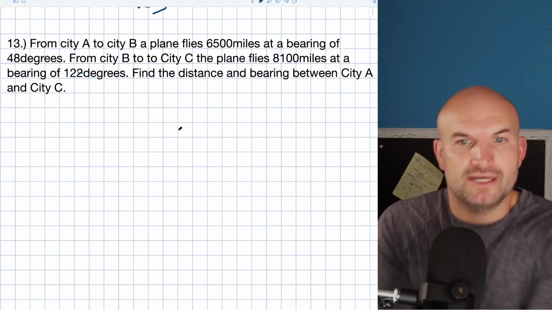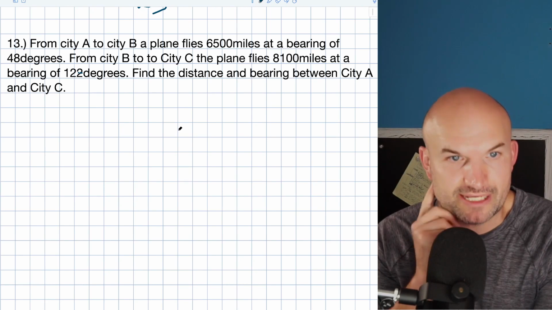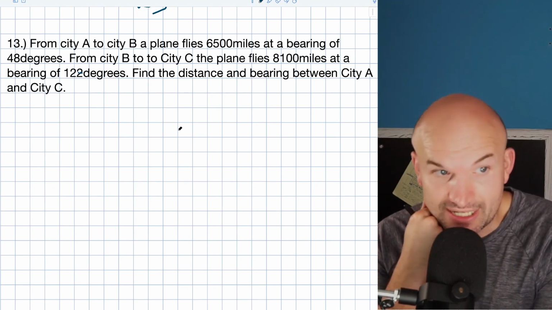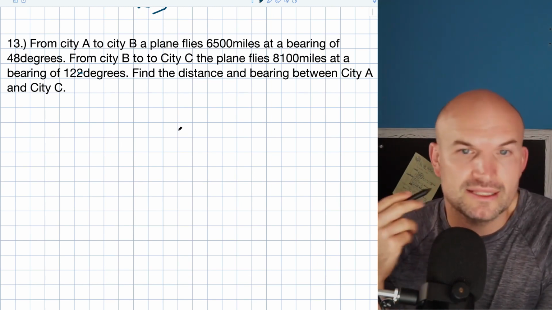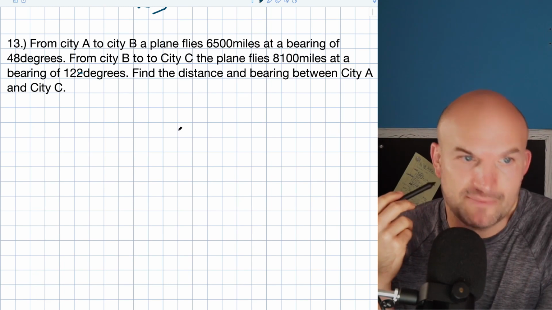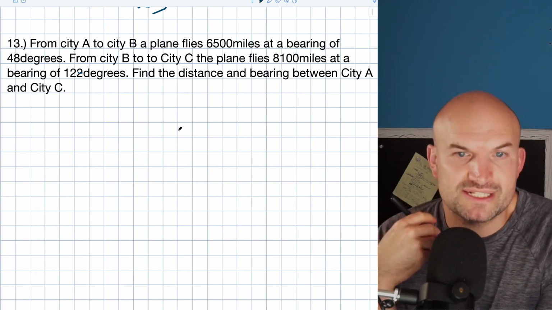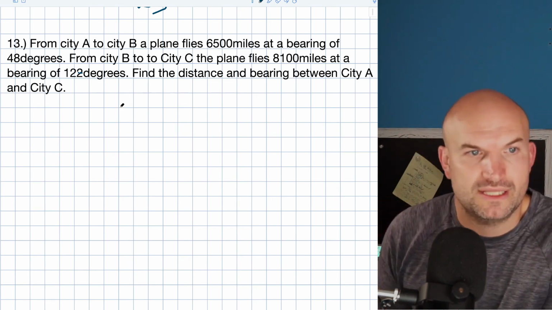Let's go and look at another one. Bearings. So this one says from city A to city B, a plane flies 6,500 miles at a bearing of 48 degrees. From city B to city C, the plane flies 8,100 miles at a bearing of 122 degrees. Find the distance and the bearing between city A and city C. Okay, so that's a lot going on.